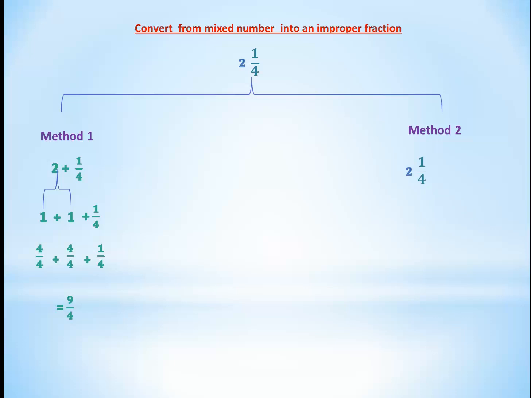Okay, second method, what will we do? We will make 2 times 4. 2 times 4, we know that, table of 2, equals 8. 8 plus 1 equals 9. So it will be 2 times 4 equals 8. Then 8 plus 1 equals 9. And keep the denominator as it is. So the denominator is 4, and the numerator will be 9. So it will be 9 fourths.